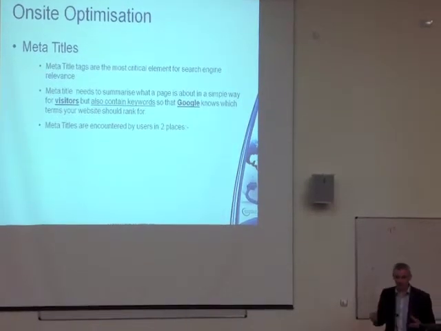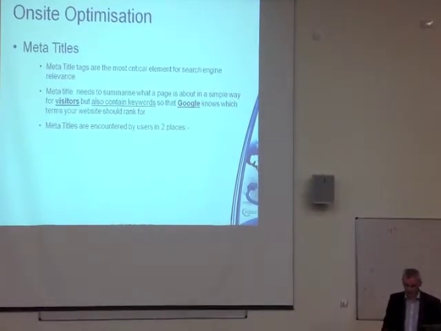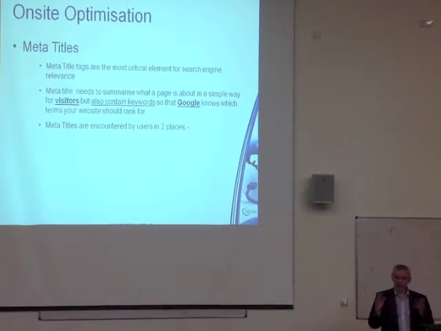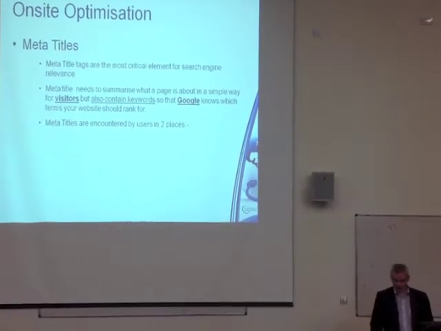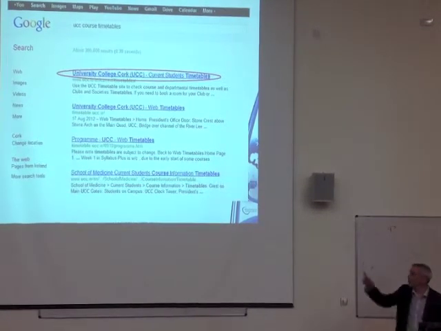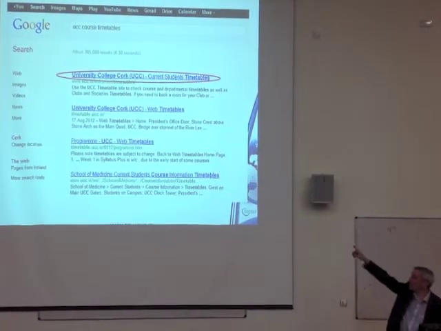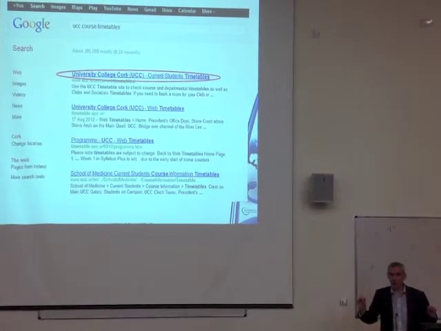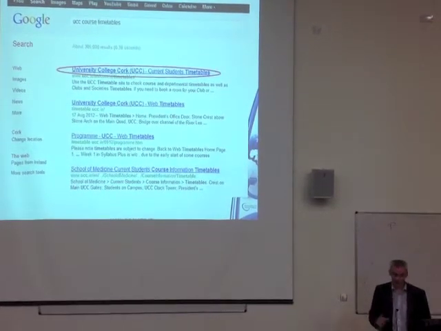You'll see that, but that looks terrible when a user comes, so you need to strike a balance between SEO and the user experience. Meta titles are encountered in 2 ways by users. One is that it's what's used in the title, the blue part. When you go to Google and you see a search result, that's the meta title.